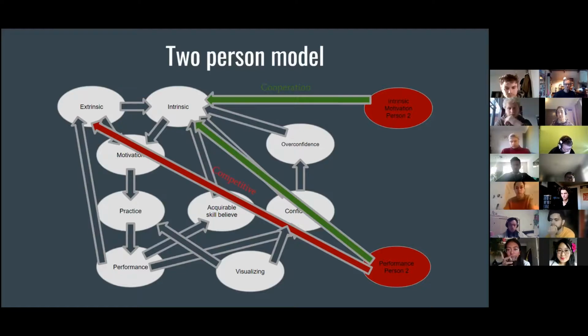And in the other case, we have a competitive case where the performance of the other person influences the extrinsic motivation of the person, which means it only wants to do better because it wants to do better than the other person, not because it wants to improve its own skill.